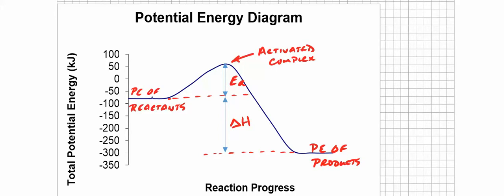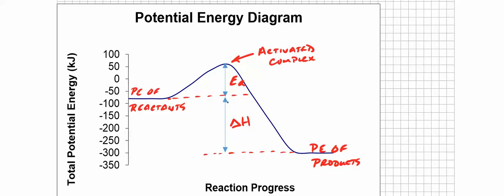So on the upper left, we have the potential energy of the reactants. In the lower right, we have the potential energy of the products. The difference in energy between the reactants and the products we call the enthalpy change, or delta H. So that difference between the initial energy and the final energy, however large the energy of activation must have been, the delta H is that difference.